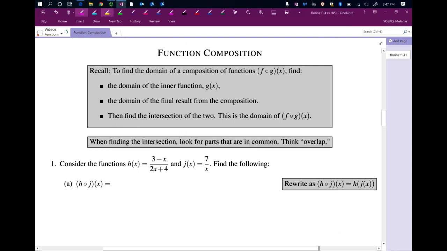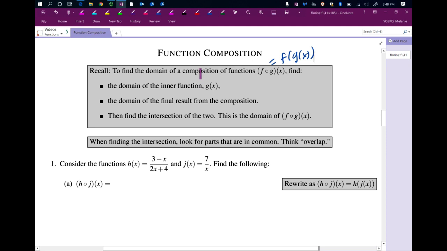Function composition. We are going to compose two functions. We're also going to find the domain of each. And to find the domain of the composition of functions, f composed with g of x, remember, that's the same thing as f of g of x. We're going to find the domain of the inner function, and we're going to find the domain of the final simplified result. And then we're going to look at what they have in common. So this will make more sense once we actually have an example to try, but we're going to keep this in mind. So let's do an example.